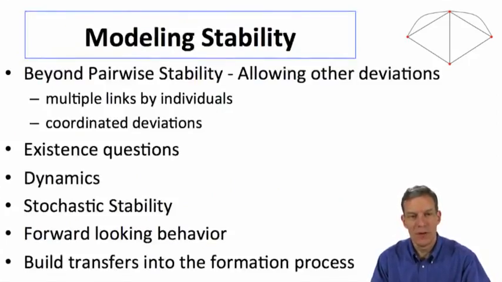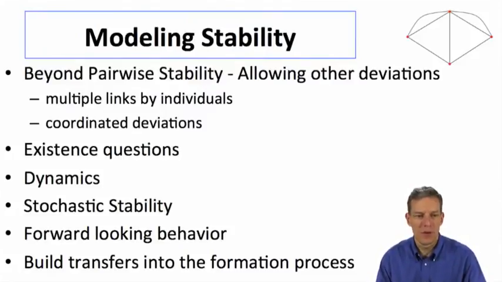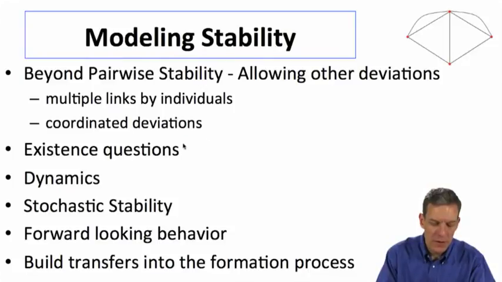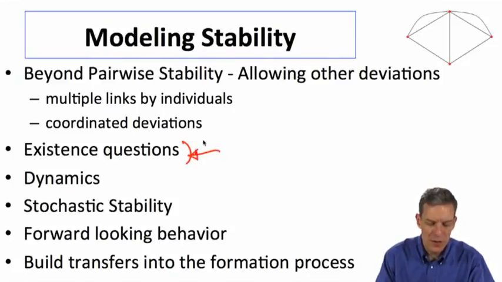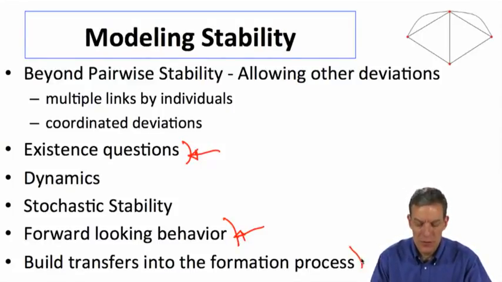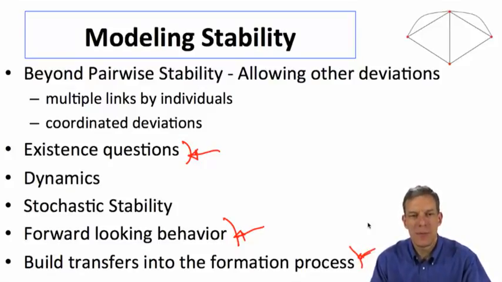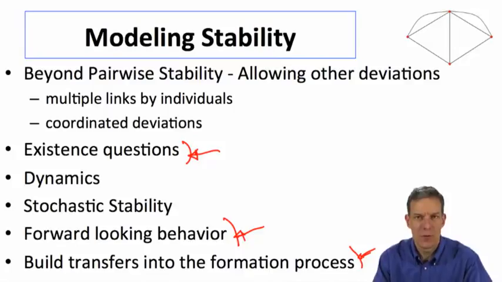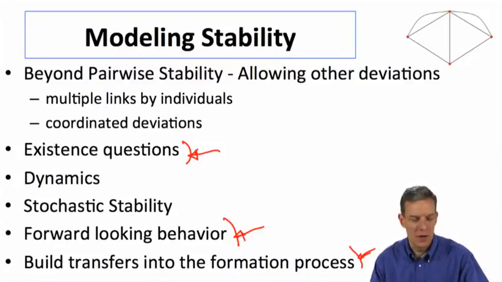Okay, so what we've done is we've looked at beyond pairwise stability, looking at some dynamics, some stochastic stability. There's other things in the literature that we're not going to touch too much on. Existence questions, forward-looking behavior is another interesting question that we won't have time for. We've talked a little bit about transfers. There's other richer models of transfers and bargaining to form networks. So there's a series of topics which are important in understanding modeling that you can get references from the reference list here, but I'm not going to spend a whole lot of time going into them in this course.